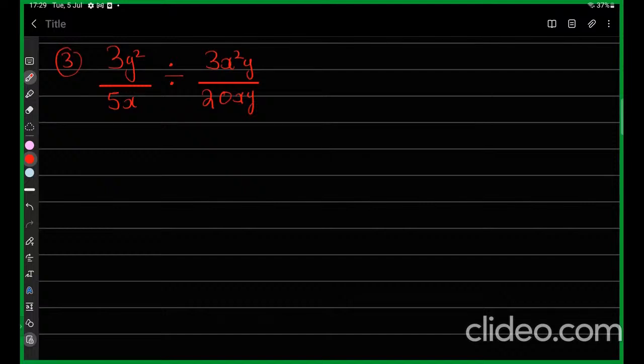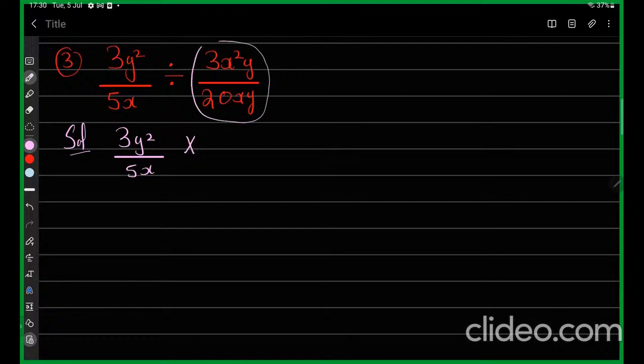That's how we simplify expressions. Now this is the question. First of all, I need to rewrite it. I have two fractions, and between these two fractions I have a division sign. So what do I know? I'm talking about the solution. I'll write down 3 power y squared divided by 5x. I'll change the division sign to multiplication, and I will take the reciprocal of this fraction.